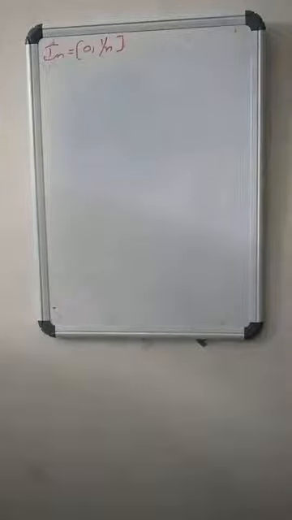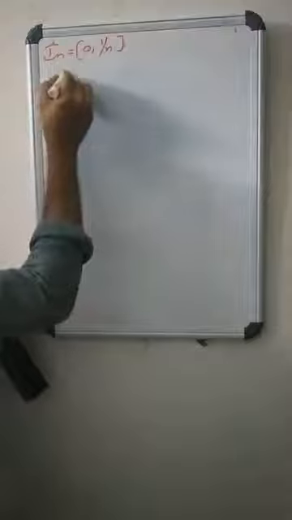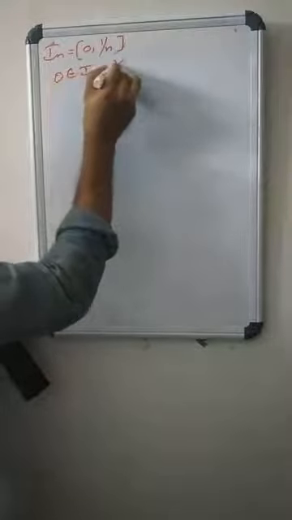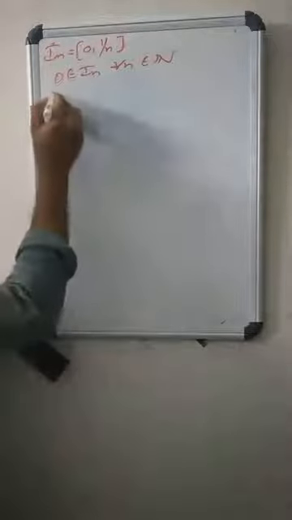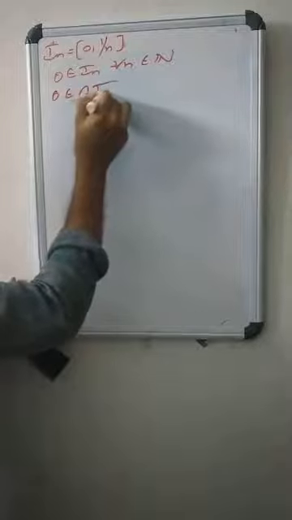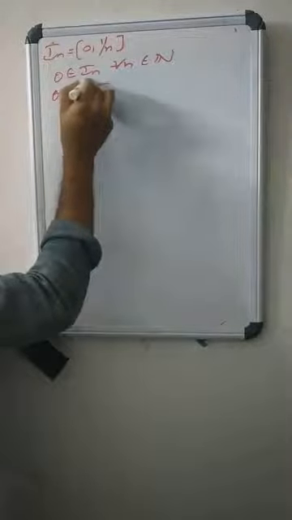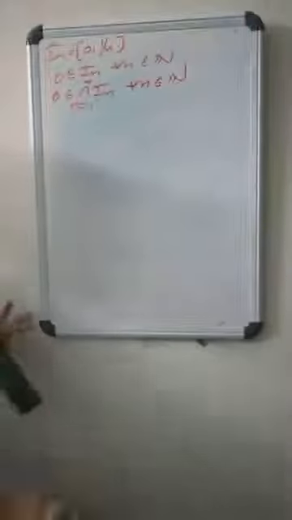Otherwise, how to prove this one? The other method is by the definition of I_n. So we have 0 falling in I_n for all n in N: I_1, I_2, and so on. So 0 falls in I_n for all n, which means 0 falls in the intersection of I_n, where n ranges from 1 to infinity. Enough. Okay.